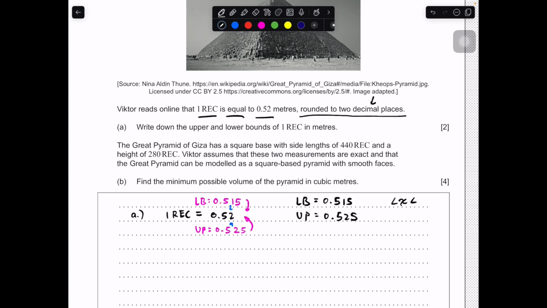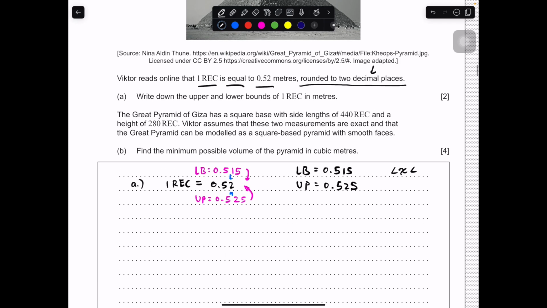Alright. The Great Pyramid of Giza has a square base with side lengths of 440 REC and a height of 280 REC. Victor assumes that these two measurements are exact and that the Great Pyramid can be modeled as a square-based pyramid with smooth faces. So they're telling us square-based pyramid, 280, that's our height, and side lengths, which is a square base, so all equal side lengths for our pyramid. Find the minimum possible value in cubic meters.